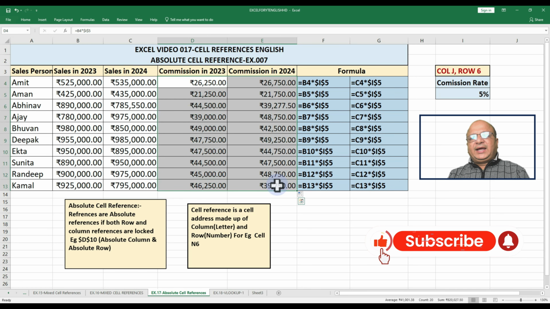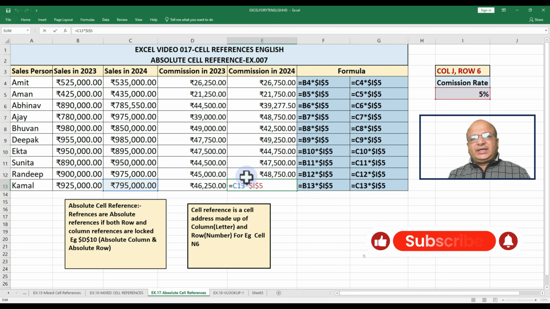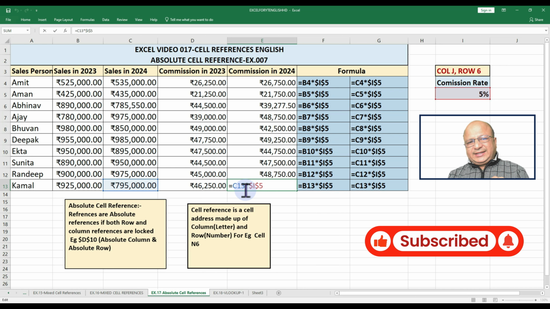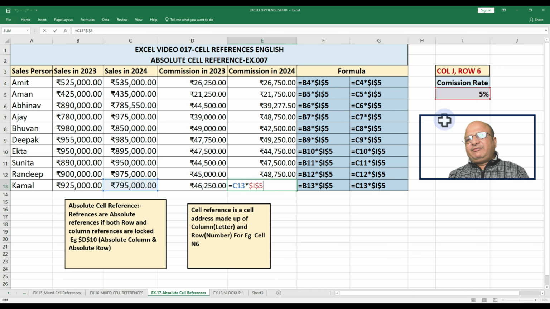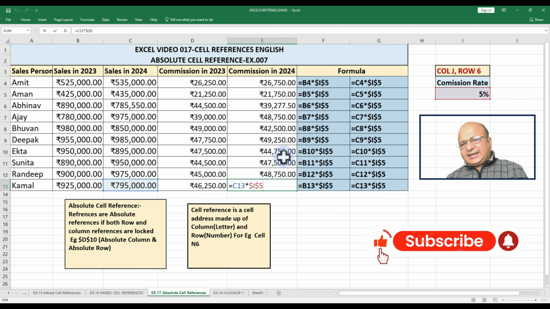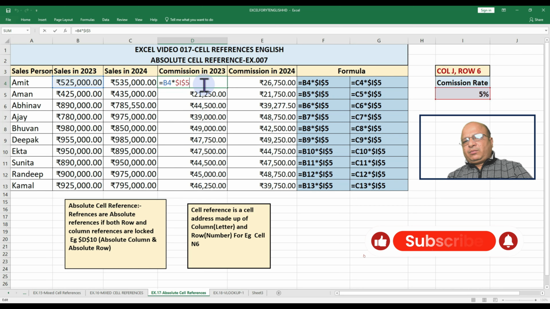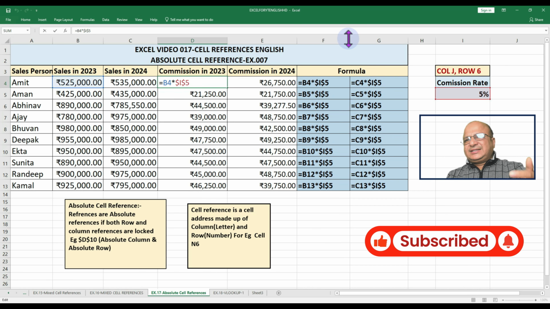and if we check in the last copied cell, press the F2 key in terms of cell C13. In C13 we have sales of 2024 of Kamal, and in I5 we have the commission rate. So the cell addresses are correct in the last copied cell. That means in all these cells the cell addresses are correct. This trick will help us to copy the formula with the cell reference technique.